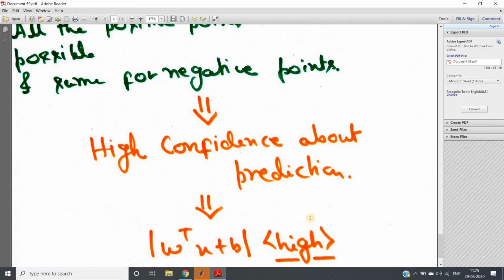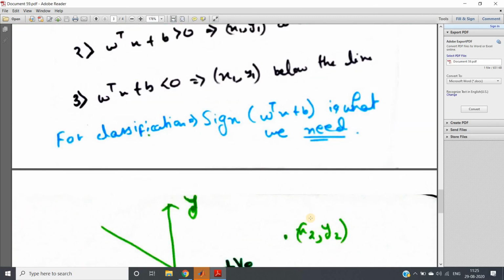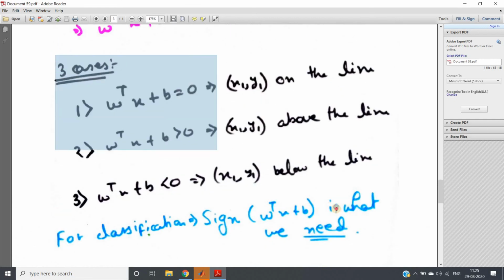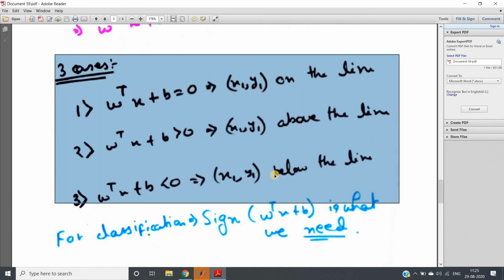So this is what this particular video was about. I hope you have understood these three cases, which are very, very important: above the line positive, below the line negative, on the line 0, okay.